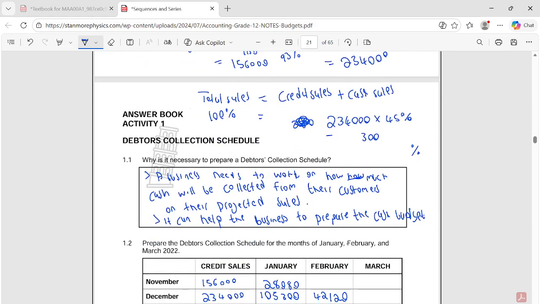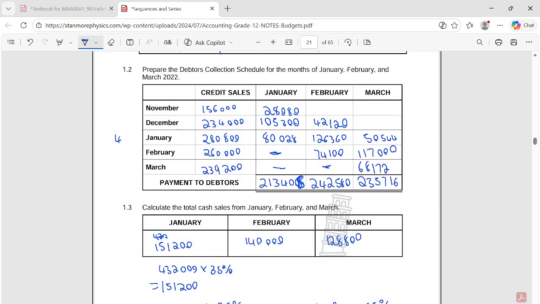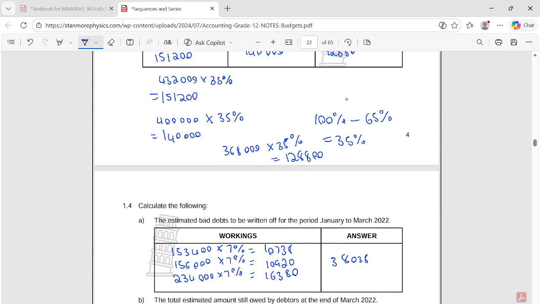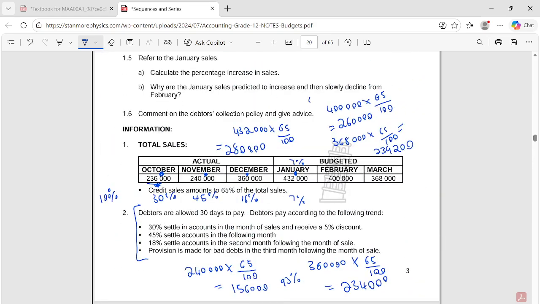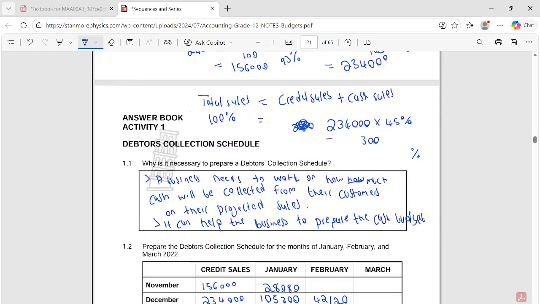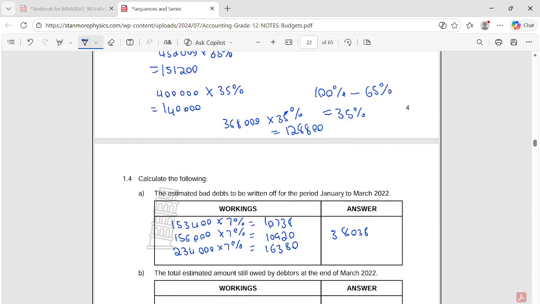If you can see here, they want the bad debts for the period of January. So therefore the bad debt comes from the October sale, which is on January, right? That's why I said, okay, my October amount, which is 236, multiplied by 65%. When I'm multiplying the October amount by 65%, I'm getting 153,400, which is this amount, 153,400.